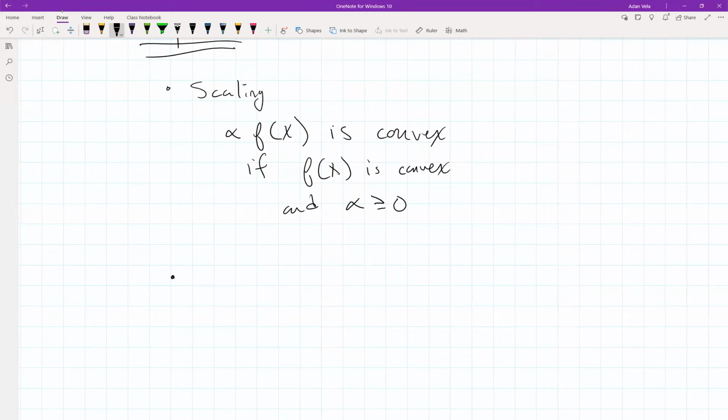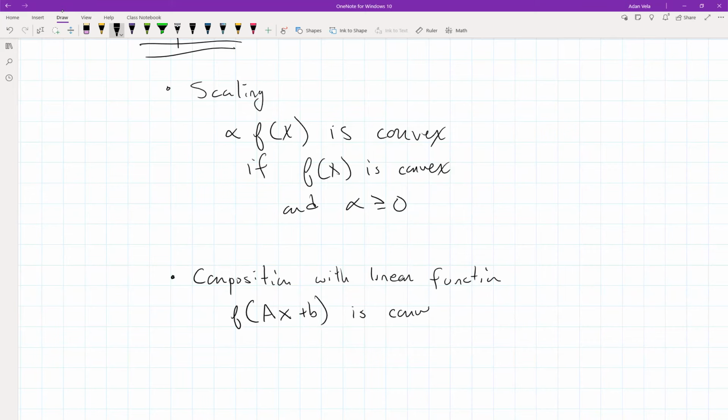The other way we can preserve convexity by manipulating our functions is through composition with linear functions. And again, this is the same idea as sets. So what do I mean by that? f of Ax plus b is convex if f of x is convex.